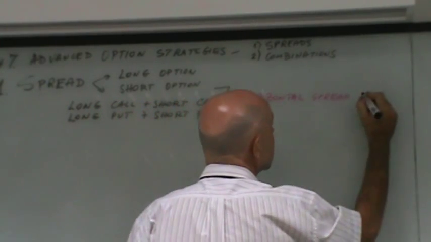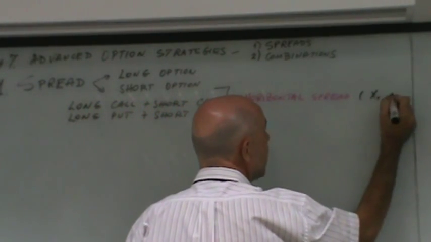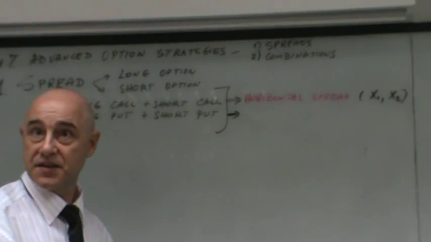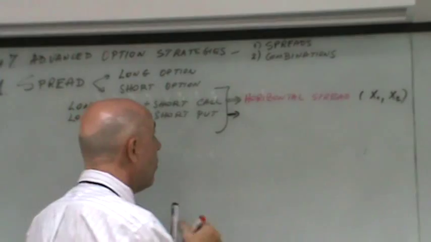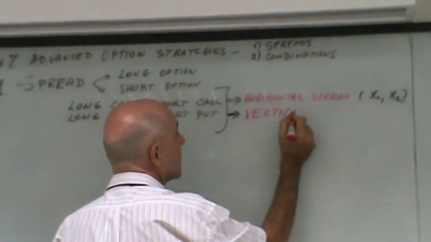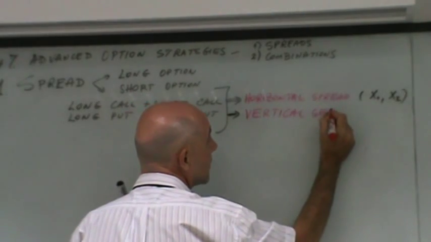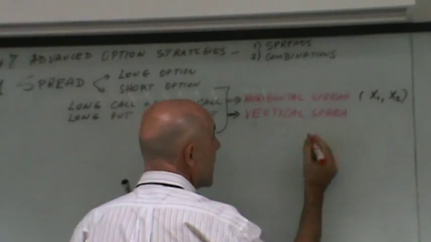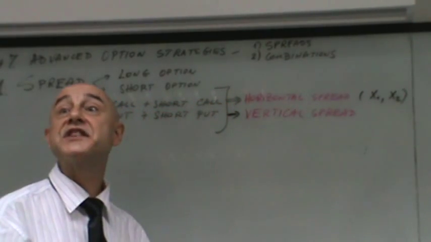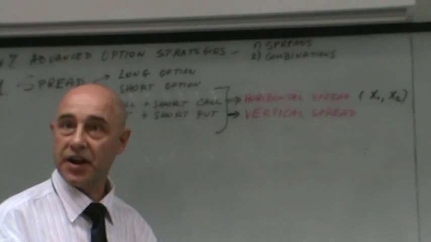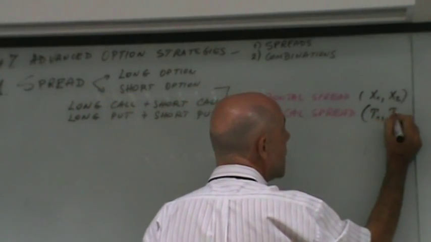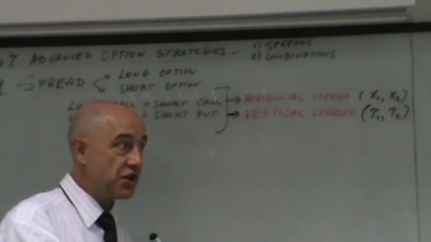So, it's going to have X1 and X2, different strikes, same maturity. Or vertical. And a vertical spread will have the same strike but different maturities, T1 and T2.